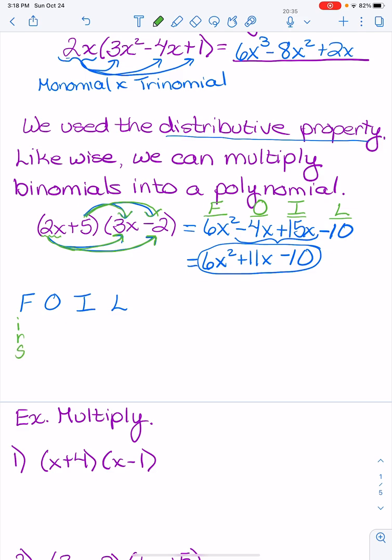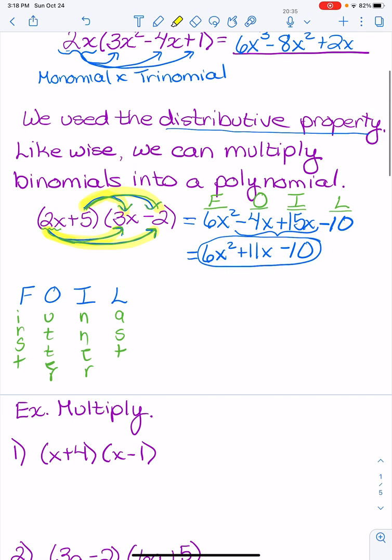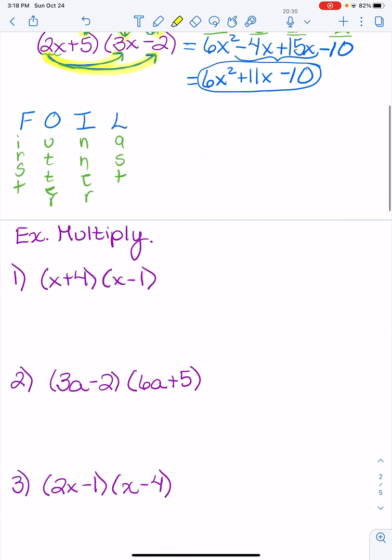First, outer, inner, and last. Okay, just an acronym to help us remember the order that we need to use. I think the arrows are helpful. It's just distributing each term to both terms in the second binomial. So anyway, that's what foiling is. Actually, it's not. Foiling is what you put on your pan. We are multiplying and distributing.